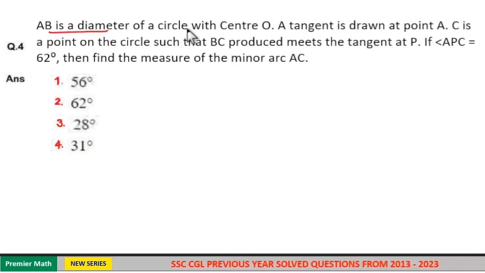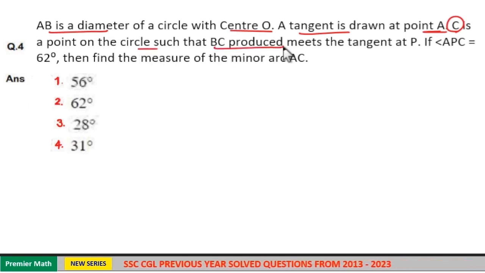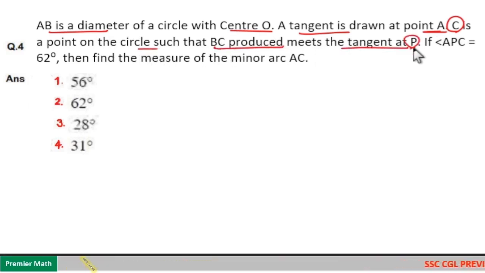AB is a diameter of a circle with center O. A tangent is drawn at point A. C is a point on the circle such that BC produced meets the tangent at P. If angle APC is 62 degrees, then find the measure of minor arc AC.